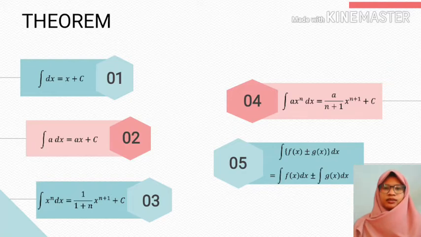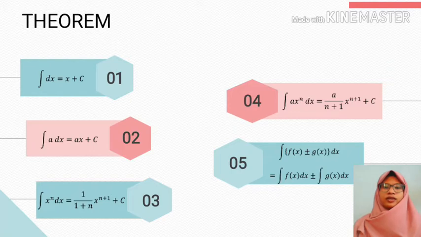1. Integral of dx equals x plus c. 2. If a is a rational number, then integral of a dx equals ax plus c. 3. If n is a rational number and n not equal to minus 1, then integral of x^n dx is equal to 1 over n plus 1 x^(n+1) plus c.